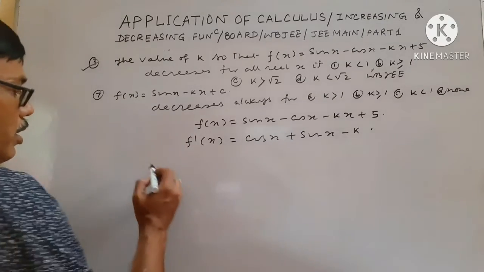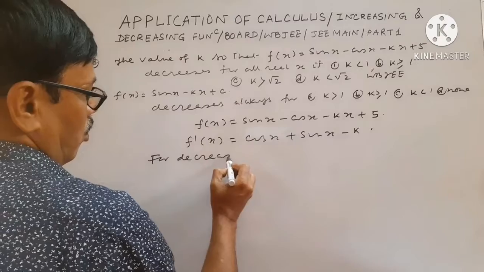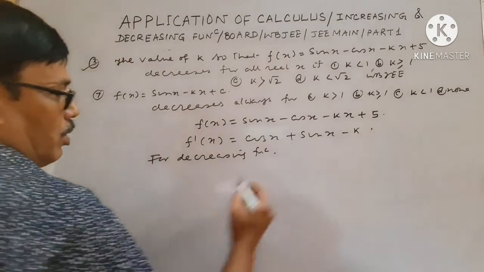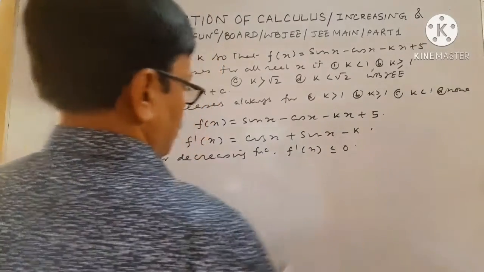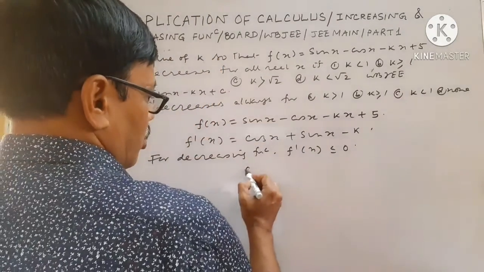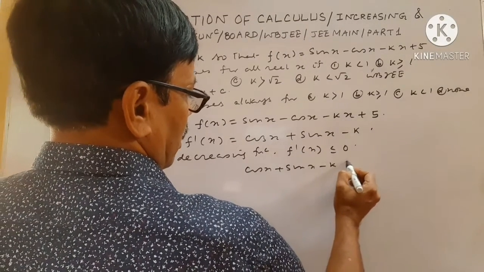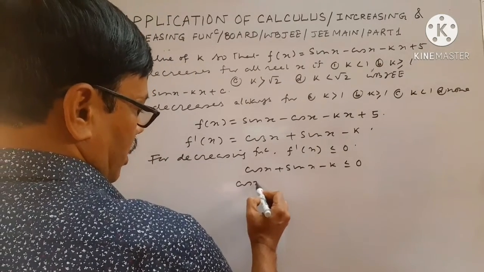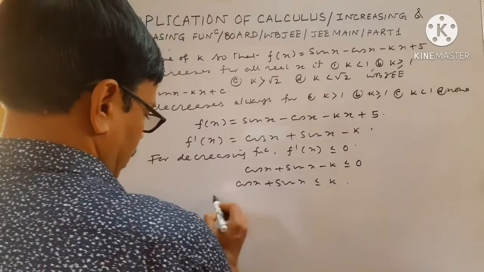So for a decreasing function, f dash x less than or equal to 0. So cos x plus sin x minus k less than or equal to 0. So cos x plus sin x less than or equal to k.